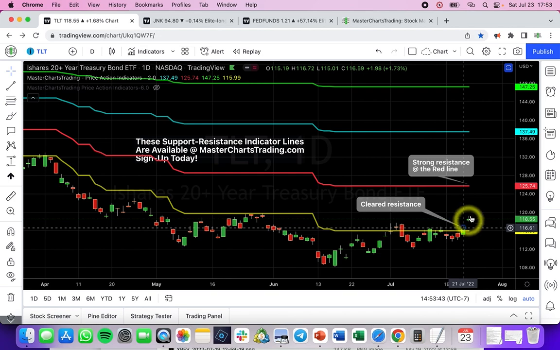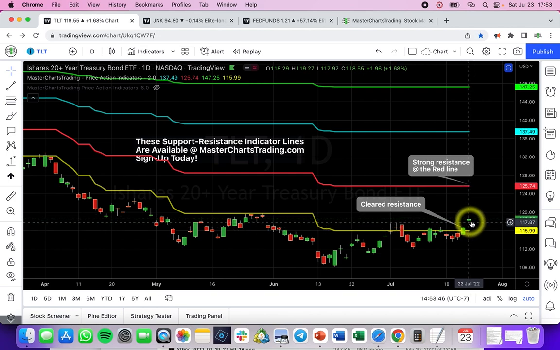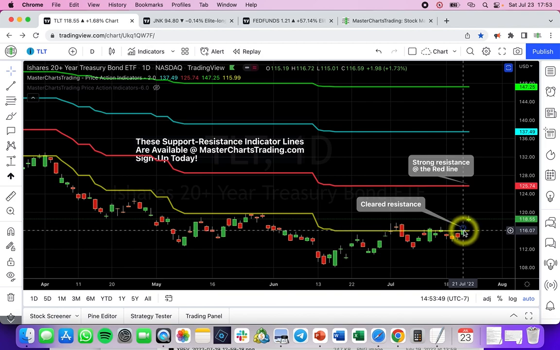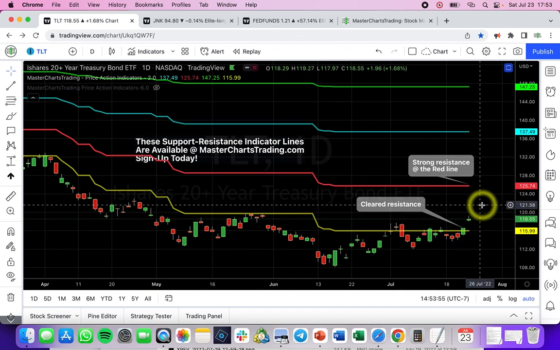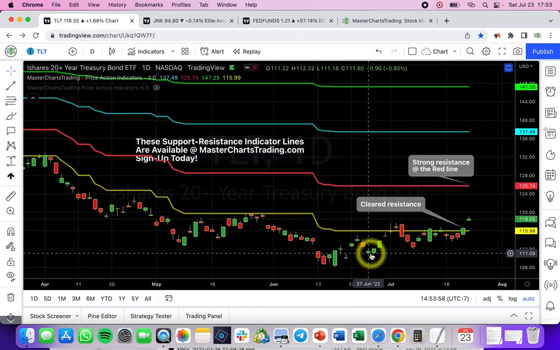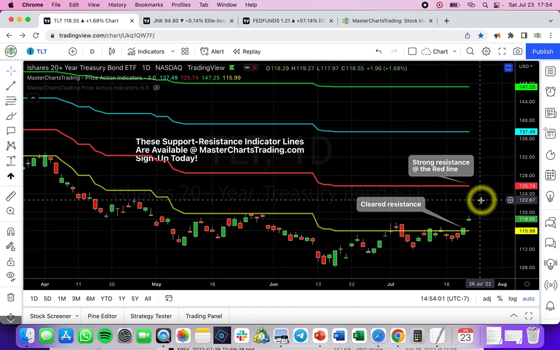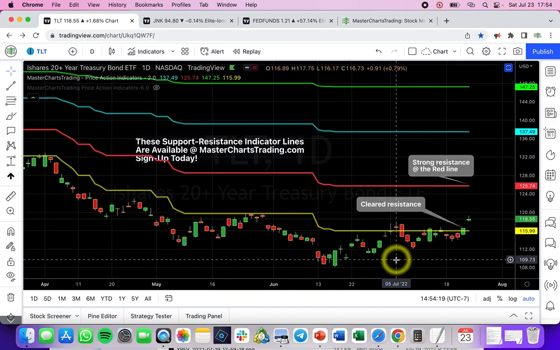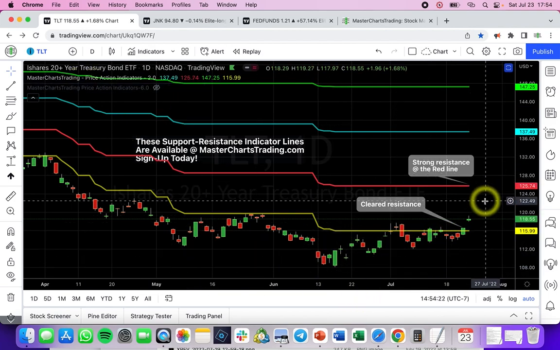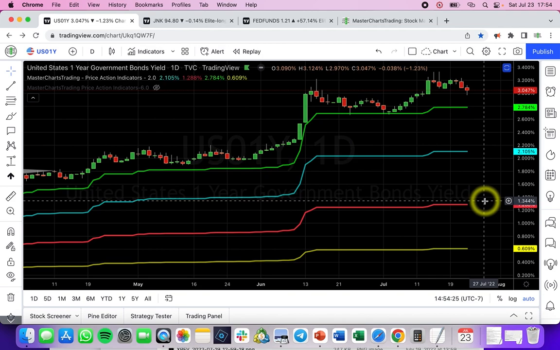We're now seeing a bid for Treasury bonds, and we did indeed clear this resistance on the 21st of July, and then we gapped higher on the 22nd of July. So overall, counterintuitively, we're seeing bonds rally, and I think in a couple of days we're going to see results of the Federal Reserve meeting, and they're expected to announce an even higher rise to the effective Federal Reserve rate.